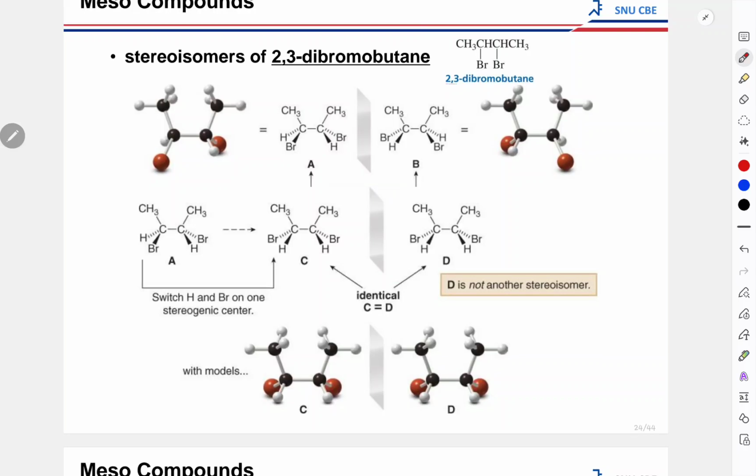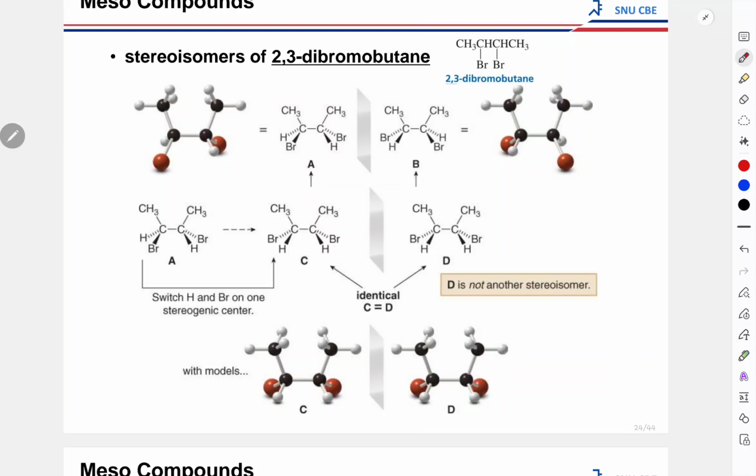So if you try to draw the mirror image of this, C, it'll give you exactly the same one, which was D in the previous slide. So C and D in this case are exactly the same. D shouldn't be another stereoisomer. It's identical to C. That's why we only have 3 stereoisomers in this particular case.